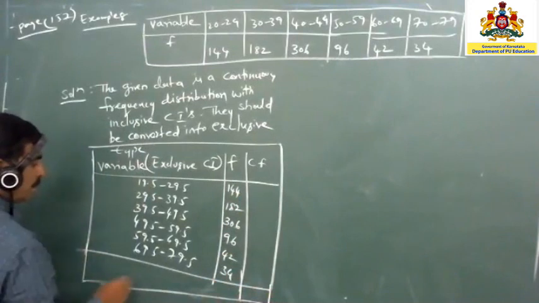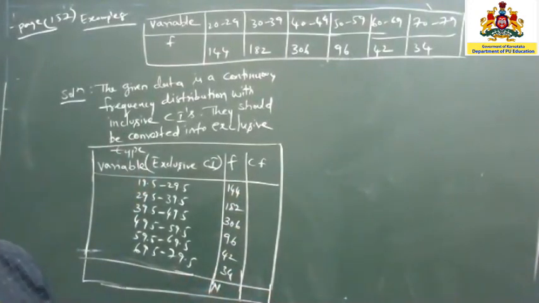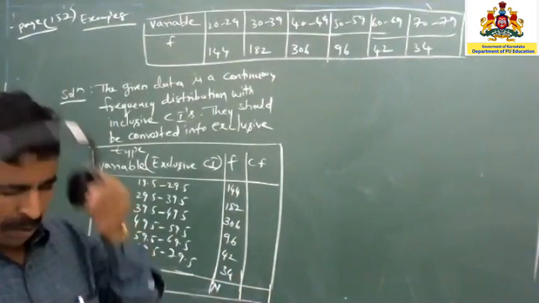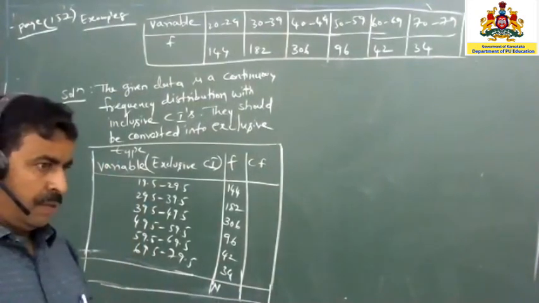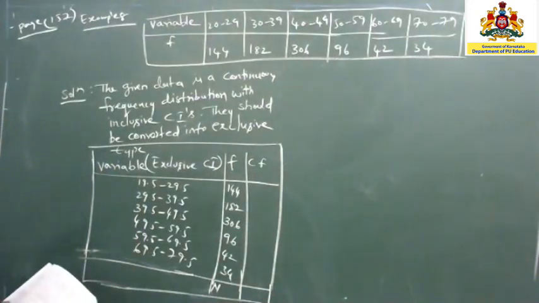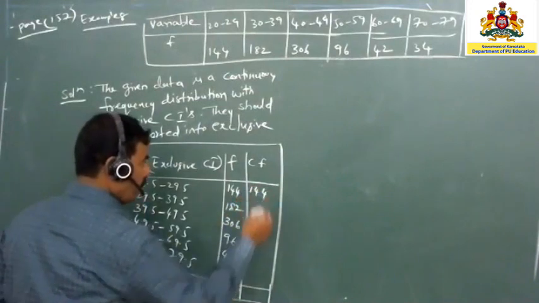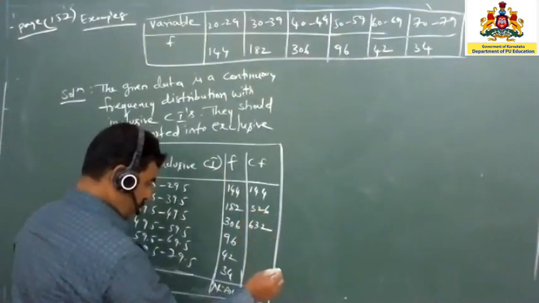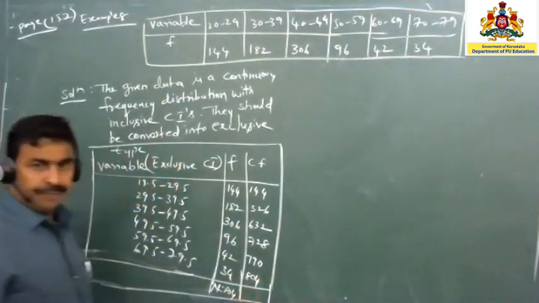Find the total, which is n. N equals 804. The cumulative frequencies are 144, 326, 632, 728, 770, 804.